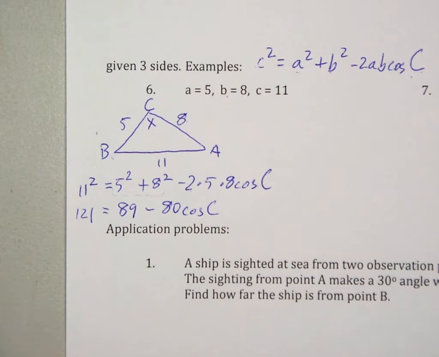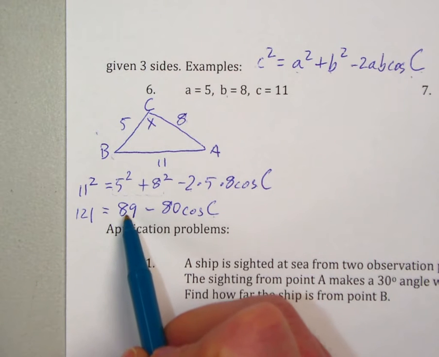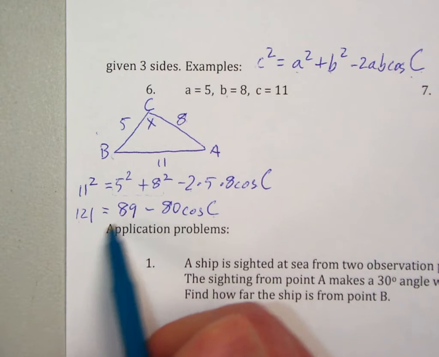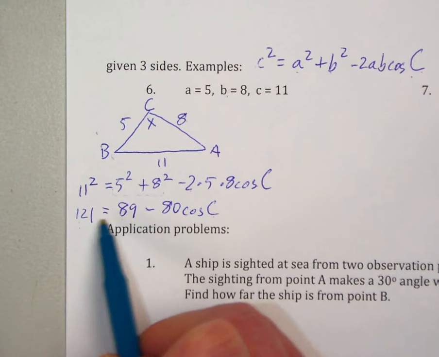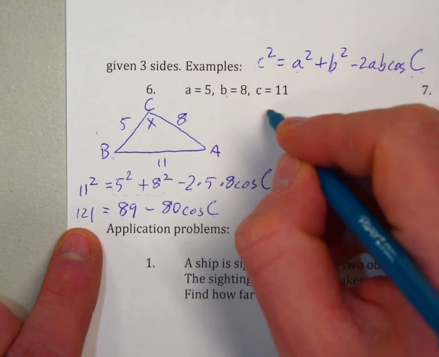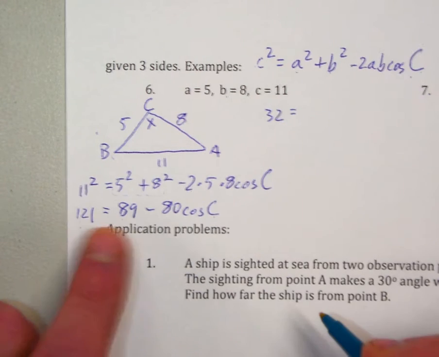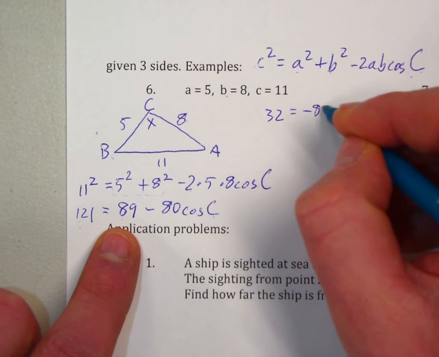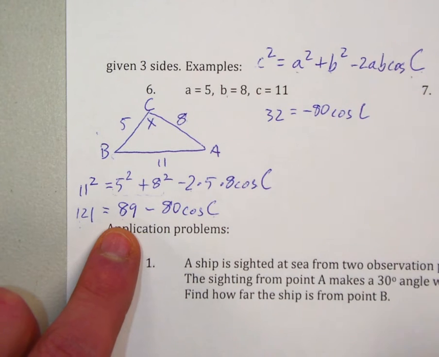So here's the question, what can you do? Well, we can just try to get C all by itself. So if we're looking at it, the first thing I would like to do is subtract 89. I'll get the 89 over here. So I'm going to go minus 89 and minus 89. So if I go 121 minus 89, I should get 32. So on this side, I should have 32 is equal to negative 80 times the cosine of angle C, like that.